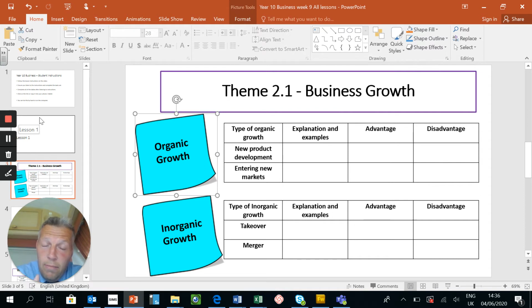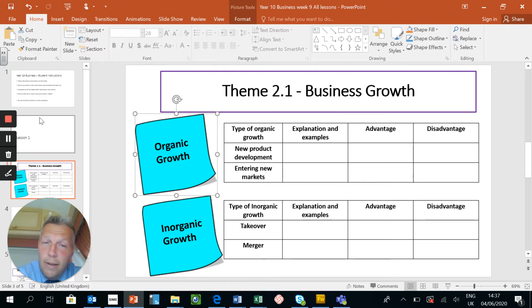Another advantage, of course, is competition. If you are competing with your competitors and you have a new product, it's a way of staying ahead of the competition. However, you probably guessed it, a disadvantage is cost. It can be very expensive for a business to develop a new product. So again, as I said before, making sure you've done your research and making sure that you understand that this can be a disadvantage is absolutely vital.